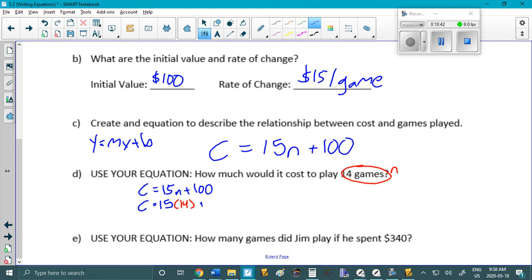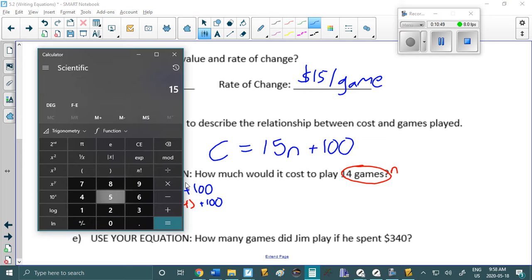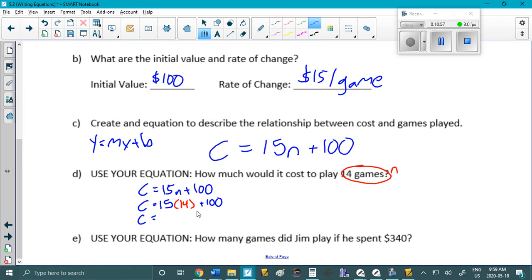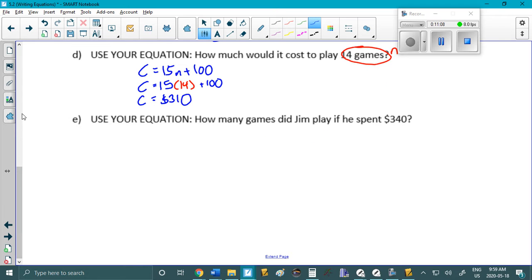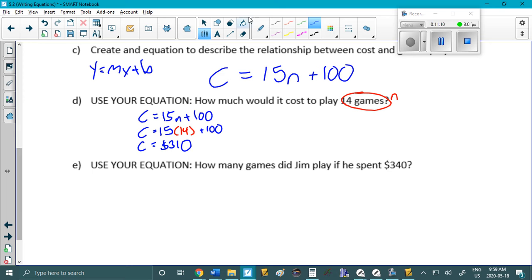And then all that's left from there is to do it on your calculator. So we do multiplication before addition, so 15 times 14 is 210, plus we have to add the original cost of 100, and I get $310. So it costs $310 to play 14 games. And the next question, how many games did Jim play if he spent $340?